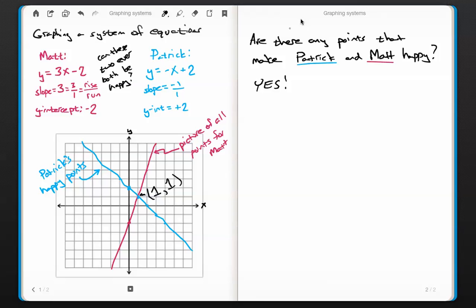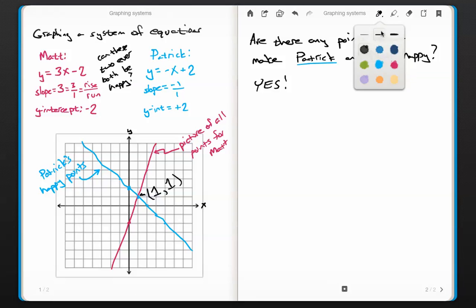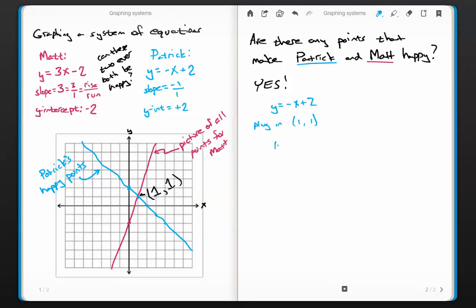So let's check that. In blue, we said that y equals -x plus 2. So I'm going to plug in 1, 1. And we say that 1 equals -1 plus 2. So 1 equals 1. So yeah, that works. That's cool.